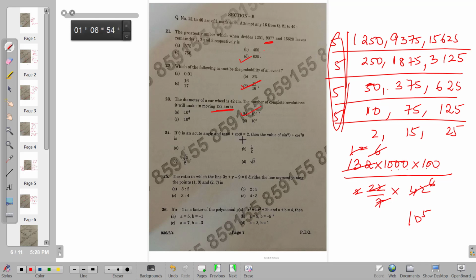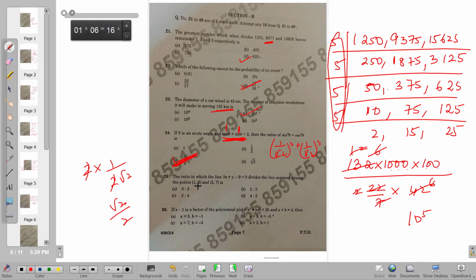Next one. If theta is an acute angle and tan theta plus cot theta is equal to 2, what's the value of sine cube theta plus cos cube theta? Well, if tan theta plus cot theta is equal to 2, that means this has to be 1, this has to be 1. That's one possibility. Theta is equal to 45 degrees. If theta is 45 degrees, I'm having over here 1 by root 2 cube plus 1 by root 2 cube, which is the same as 2 multiplied by 1 by root 2 cube, which is 2 root 2. So I'm going to get the answer as 1 by root 2, which is the same as root 2 by 2 when you rationalize. So 24th answer is C.